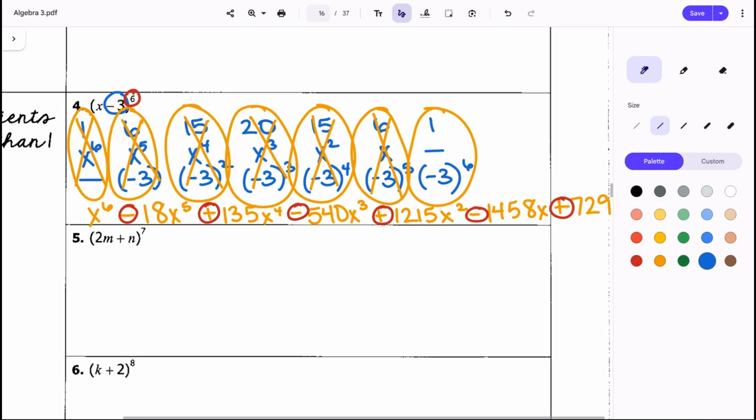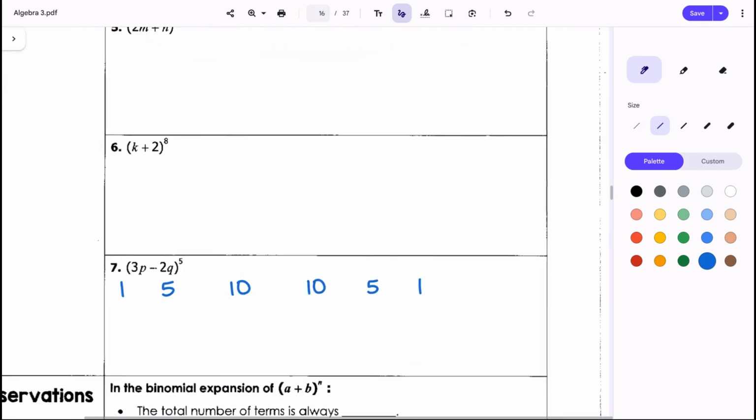This one was raised to the 6th power. How many numbers did we start out with here? 7. So just another pattern to maybe be aware of. That's always going to happen in Pascal's triangle. The coefficients should be one more than what your exponent is. Okay.